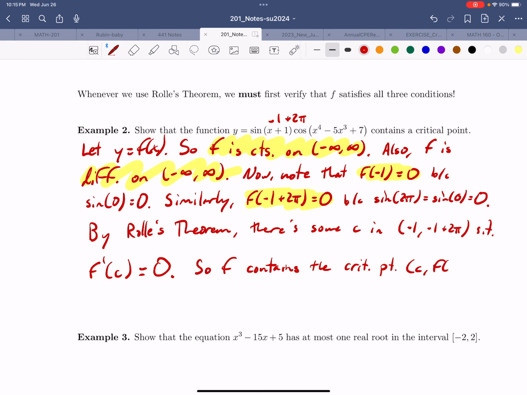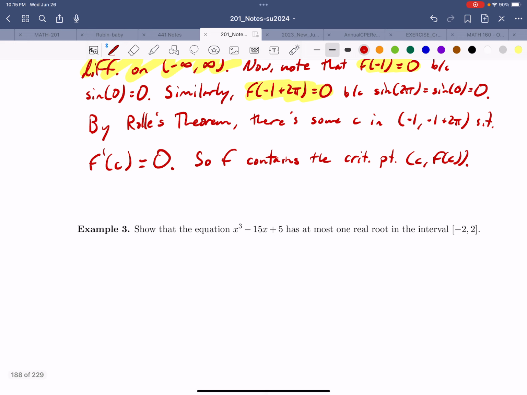C, f of c. I don't know what it is. I don't know what c is, so I sure don't know what f of c is. But I know that this critical point exists. Okay? That's the proof. So note that this was a proof. I wrote an argument, right? I verified the three prerequisites of the theorem, and then I used it, and then I got my answer. That's the sort of approach we're going to take in this section.